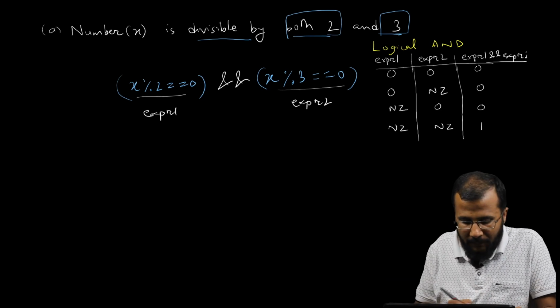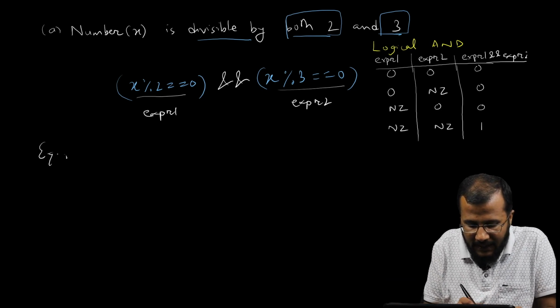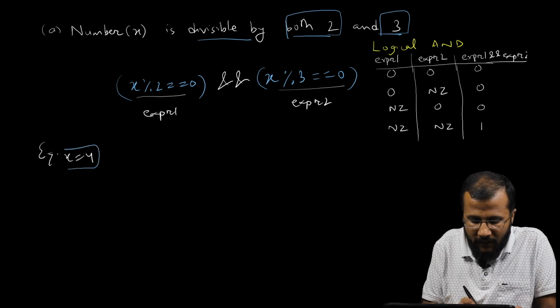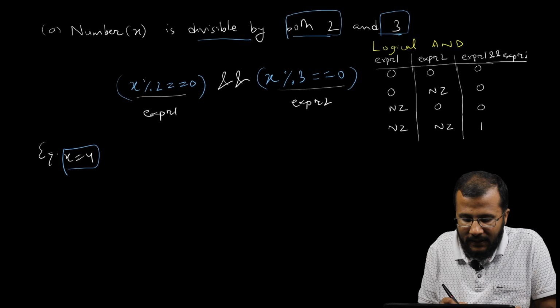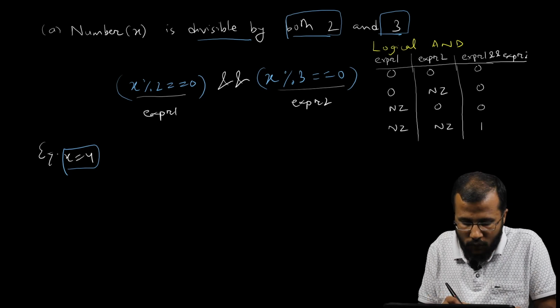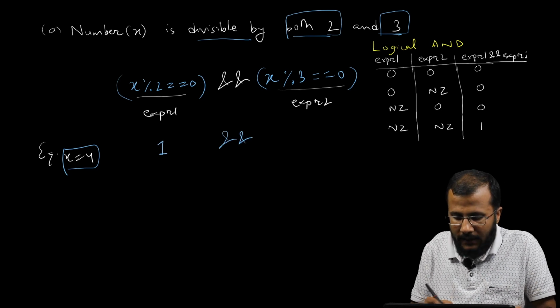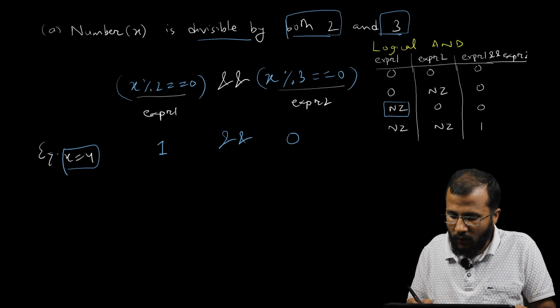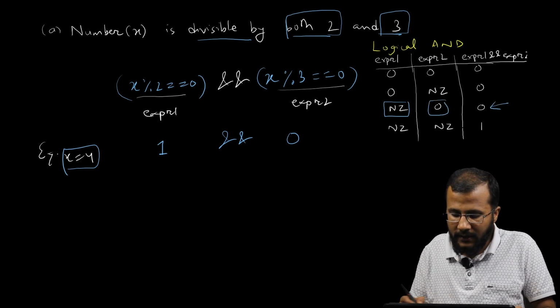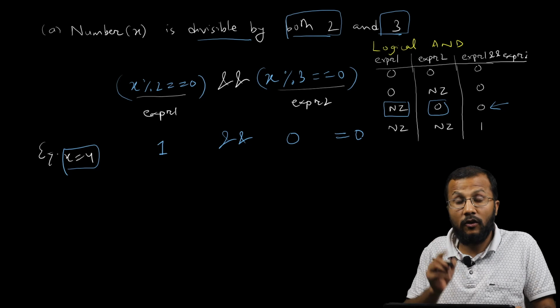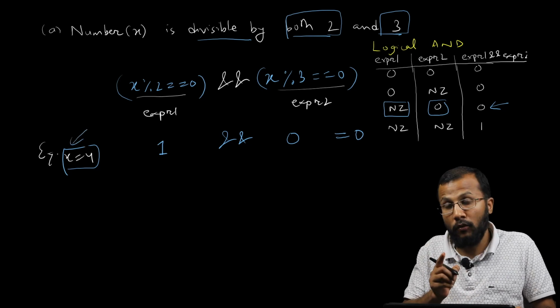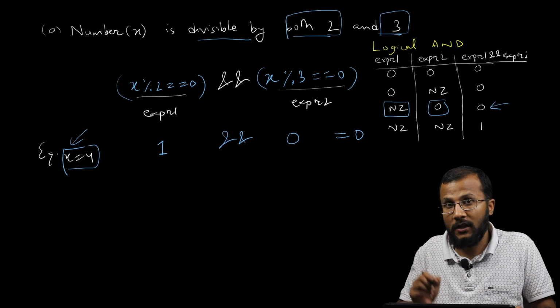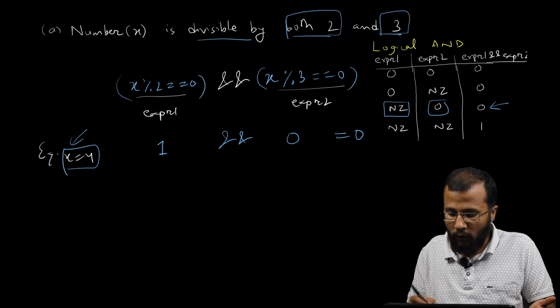Now let's look at this example wherein I have x as 4. If x is 4, let's see what happens. If x is 4, the first expression will evaluate to what? 4 is divisible by 2. So this is true. True is treated as 1, and the second expression, this is logical AND, will evaluate to: 4 is not divisible by 3, so this is false. So 1 and 0. This is 1, which is a non-zero value, and 0, the output is 0. So the final output is 0. That means the number 4 is not divisible by both 2 and 3. It is only divisible by 2, but it is not divisible by 3. By both it is not divisible, so the output is false.